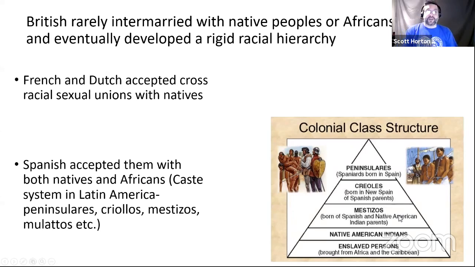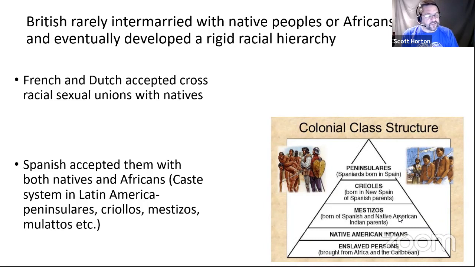Fourth reason, British rarely intermarried with native peoples or Africans and eventually developed a rigid racial hierarchy. And I know my own students struggle with this idea a little bit, this rigid racial hierarchy, because they often think of the image that you see in the lower right corner here. Of course, that colonial class structure, which comes from colonial Spain, looks like it's rigid, and we think of a caste system. But what that statement means about the British is that they believed in not mixing races, that they did not believe in cross-racial unions or marriages.